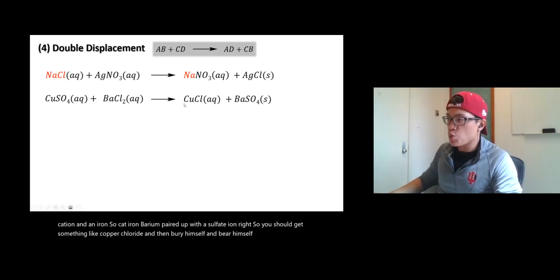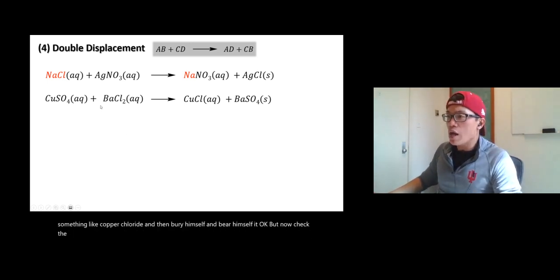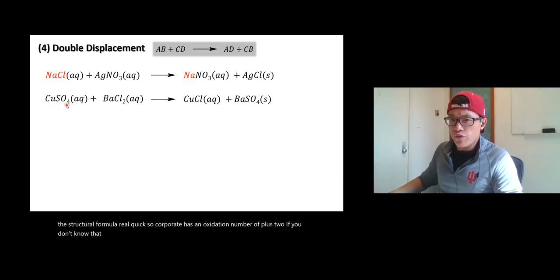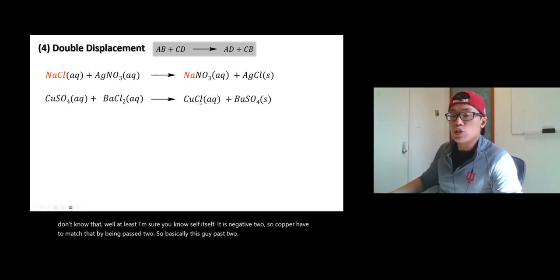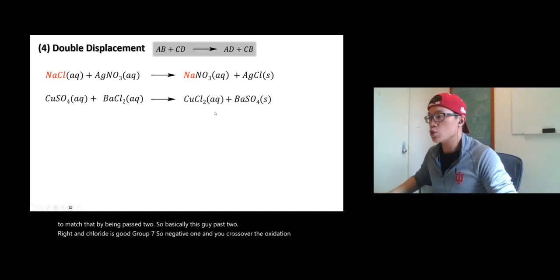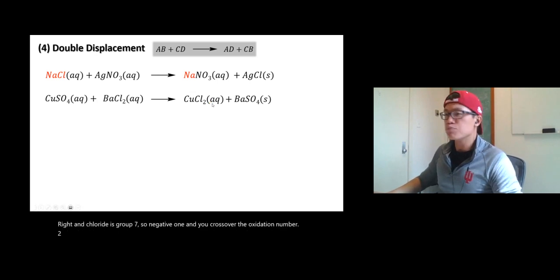But now check the formula real quick. Copper has an oxidation number of +2. If you don't know that, at least I'm sure you know sulfate is -2, so copper has to match that by being +2. And chloride is in group 7, so -1. Then you cross over the oxidation numbers: copper 2 chloride, CuCl2, chlorine is 2 right here.